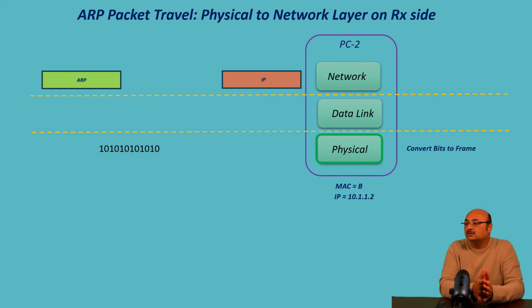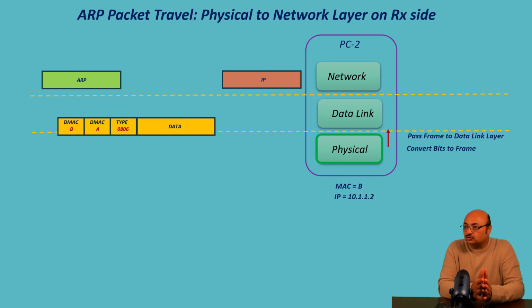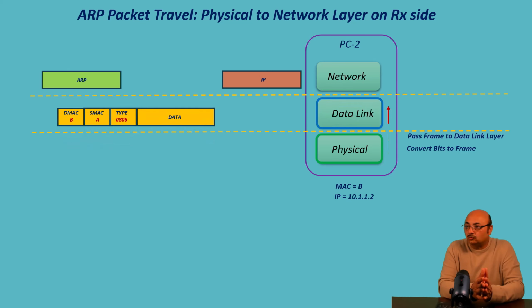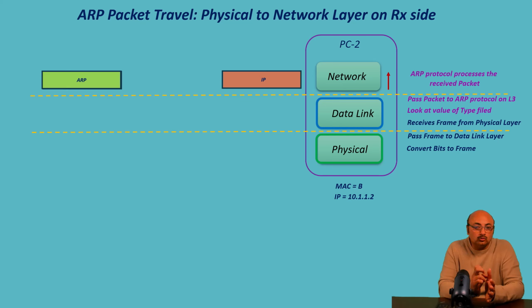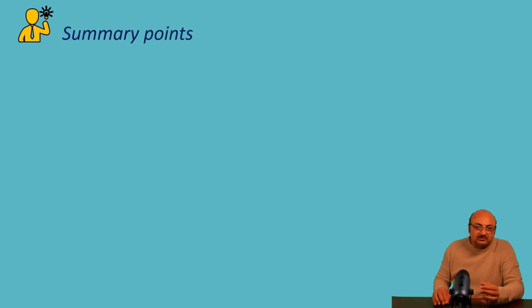The physical layer converts the bits into a frame and pushes it to the data link layer, where it processes and checks the DMAC, and then checks the value of the type field. The type field had the value of 0806. That gave the clue to the data link layer that the packet included in the data field belongs to the ARP protocol in the network layer, and hence it passed it to the ARP protocol in the network layer. That is pretty much it. Pretty simple. Okay, summary points for this lesson.